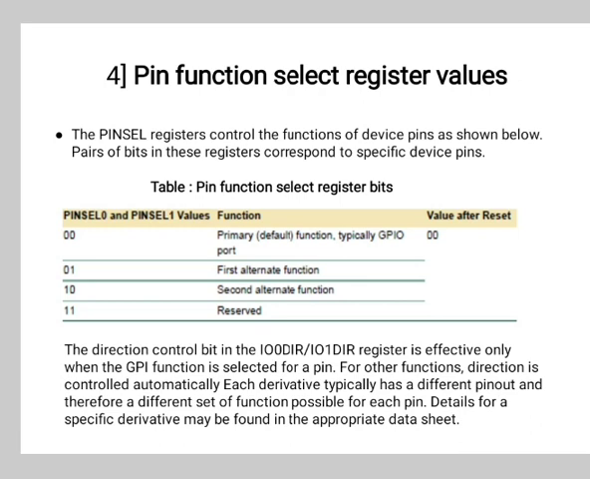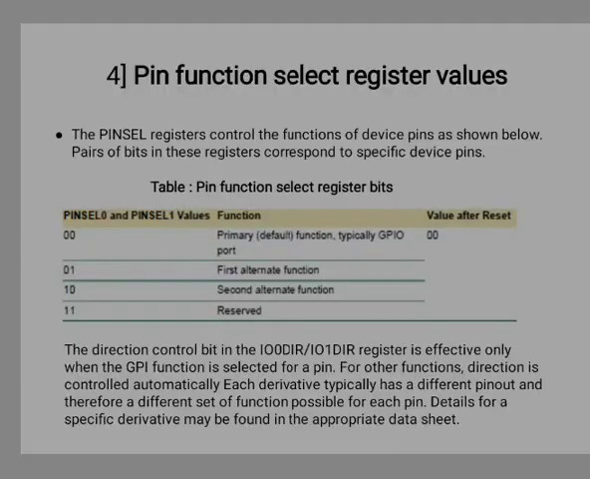The direction control bit in the IO0 DIR and IO1 DIR registers is effective only when the GPIO function is selected for a pin. For other functions, direction is controlled automatically. Each derivative typically has a different pinout and therefore a different set of possible functions for each pin. The details for a specific derivative may be found in the appropriate datasheet.